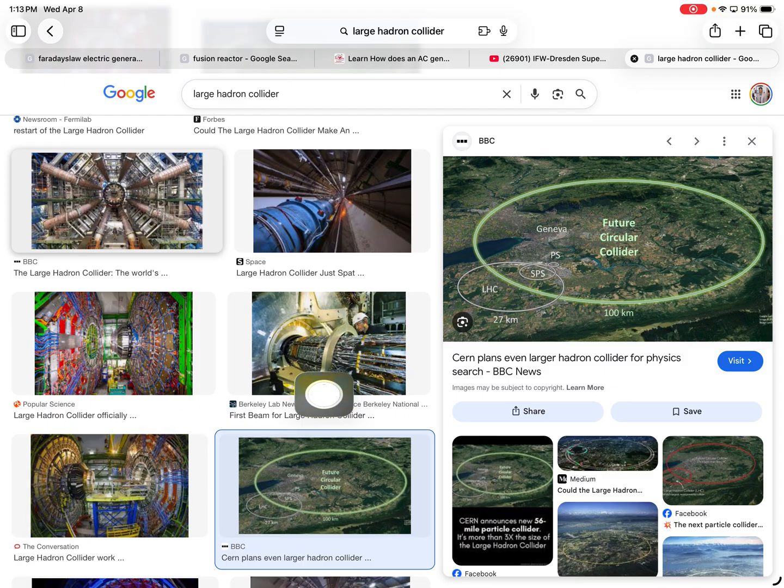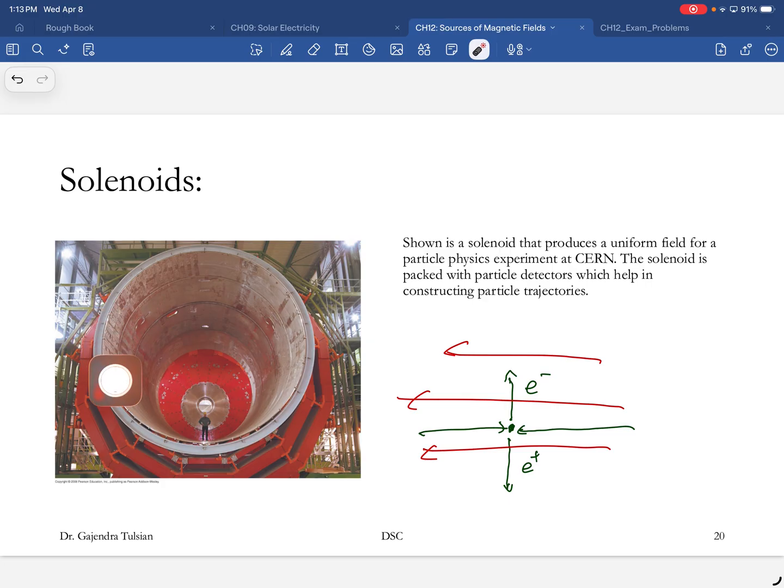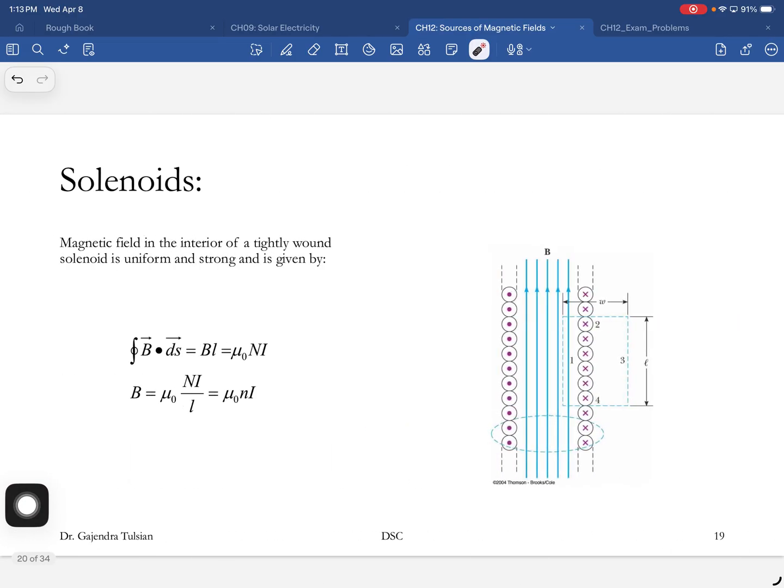Okay, so there's the current Large Hadron Collider, and that's where the detector is. Okay, so you can see this detector. So that detector is packed with particle detectors, and the entire volume has a strong uniform field which can be produced like that.